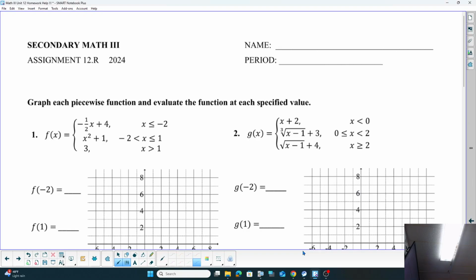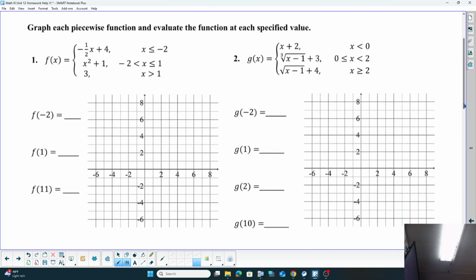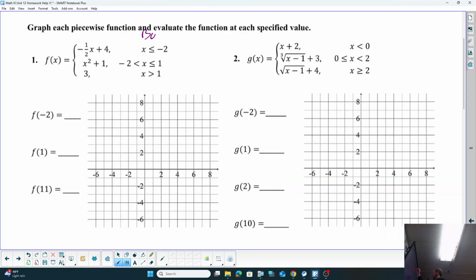Cool. So here we go. 12.R. Graph each piecewise function and evaluate each function at the specified value. So first you got to ask yourself, where are my boundaries? Right? Where are my boundaries? So for our boundaries, we look at our boundaries. These are the boundaries.